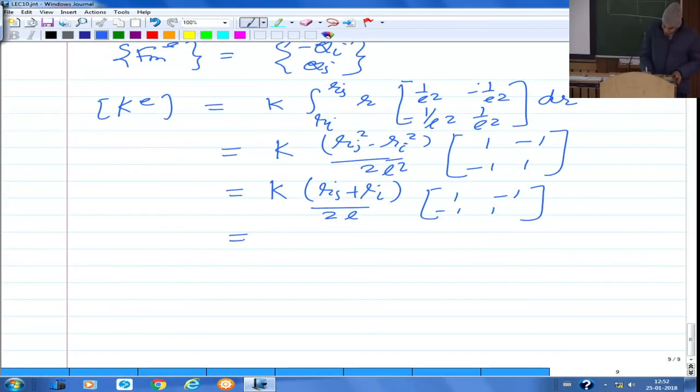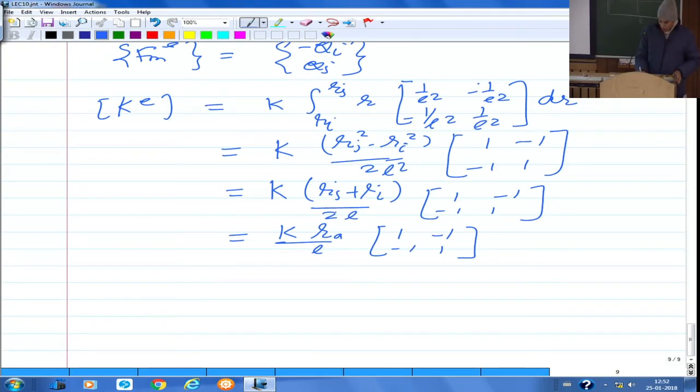And you can say that Rj plus Ri divided by 2 is nothing but the average radius of the element. So I can write now that this is K into R average divided by L, but this is for that particular element, and for different elements this average radius is going to be different. And into, of course, 1 minus 1 minus 1 and 1. So this is your element level stiffness matrix if thermal conductivity K is constant. So it can be written finally like this; the 2 will go out when I say average, so this is what you will have.